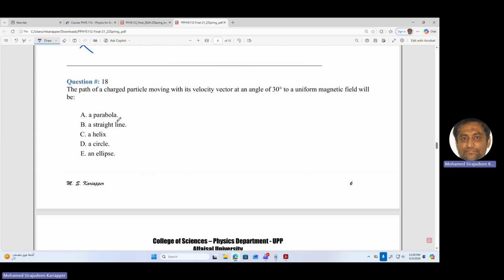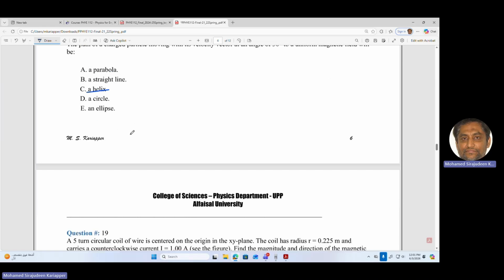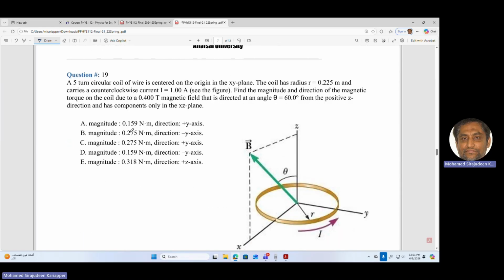A path of a charged particle moving with the velocity vector at an angle of 30 degrees to a uniform magnetic field will be helix. Because it is not 0, it is not 90, it is in between, so it's helix. If it is 0, what happens? It will be a straight line. It will continue with the same velocity, whatever velocity. If it is 90, it will be a circle.